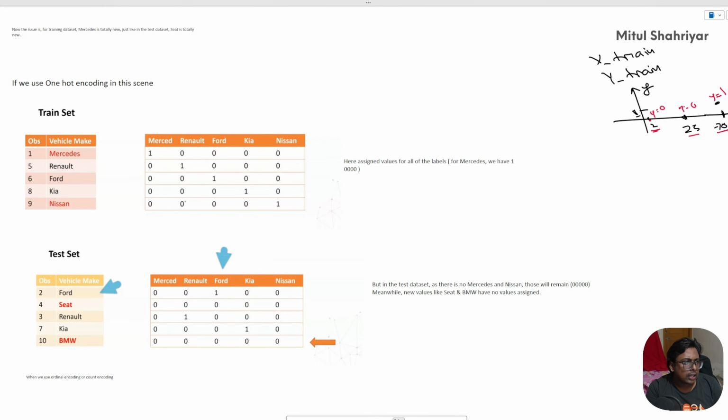Okay. Now, let's just focus on this scenario. In this rare case, we need to deal with this problem, right? So how can we deal with it? We have learned 3 techniques. Let's use one of those. If we use one-hot encoding in this scenario, what happens? You can see for Mercedes, it assigns some value, no problem. For Renault, it assigns some value. For Ford, Kia, Nissan, everything was assigned a value when we used one-hot encoding in this scenario, okay?